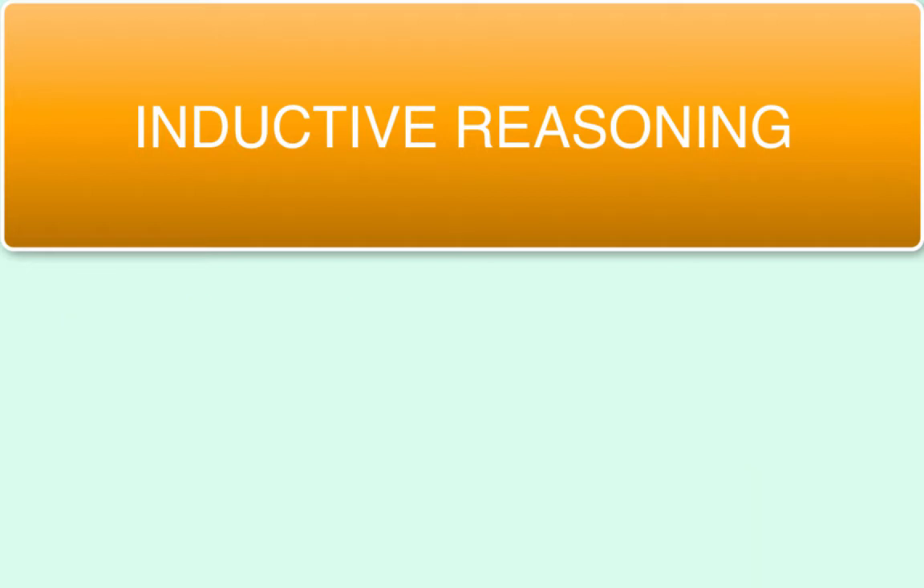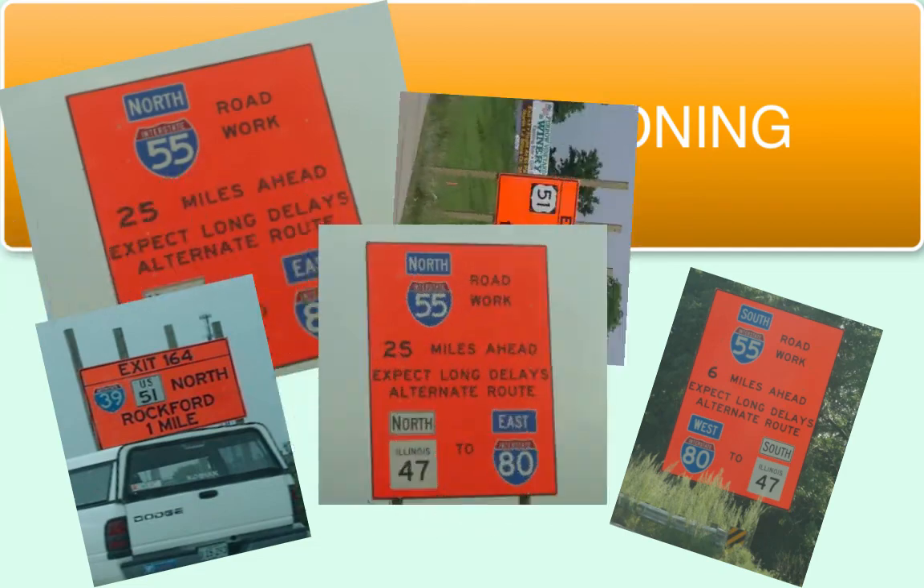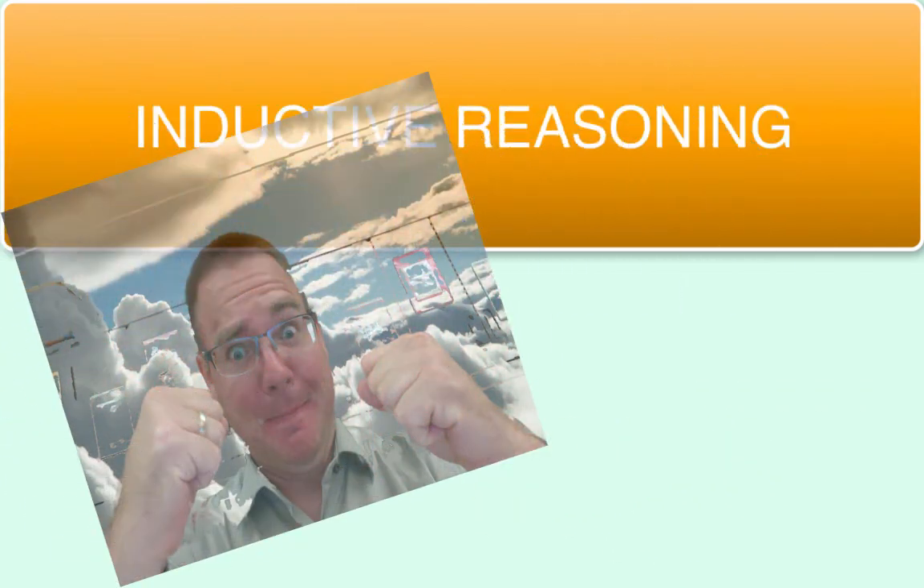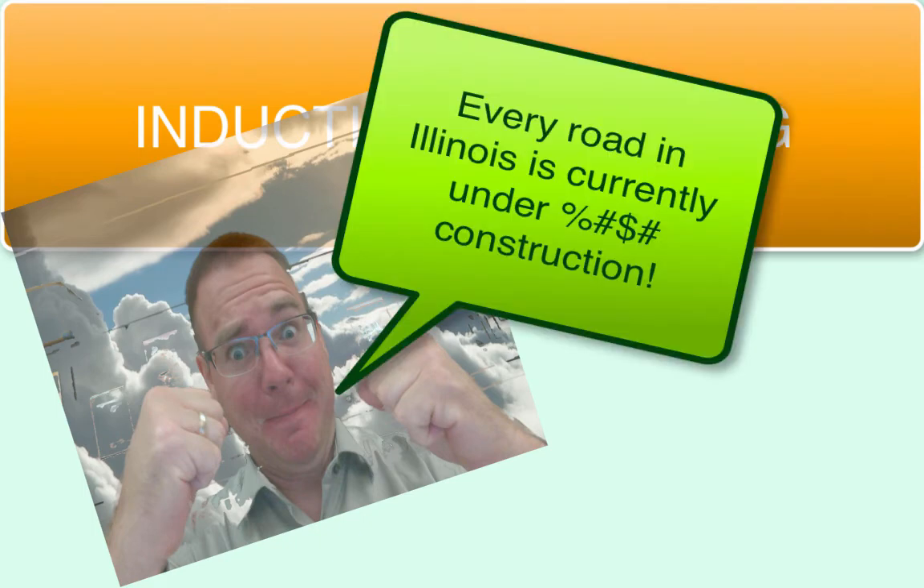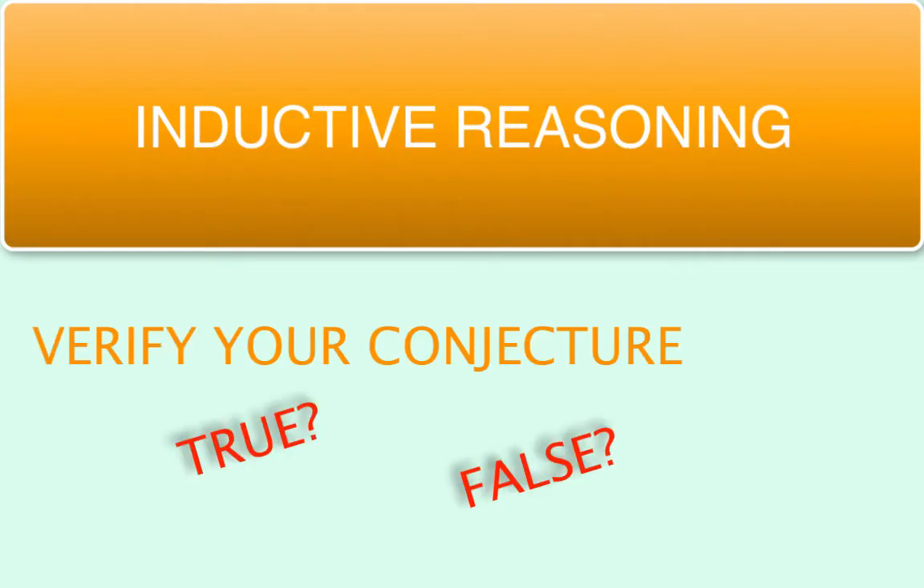Let's look at another example. Here's another pattern I witnessed this summer while driving through Illinois. Every road I traveled appeared to have some form of construction slowing me down. After several frustrating hours in the car, I arrived at the following conjecture. Now comes the most important part that most people ignore. You must verify your conjecture as true or false.